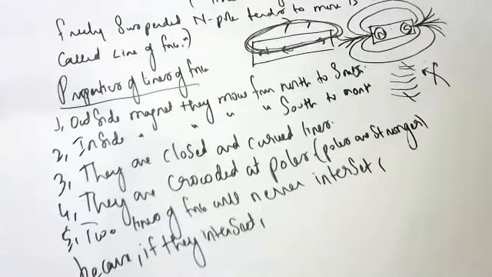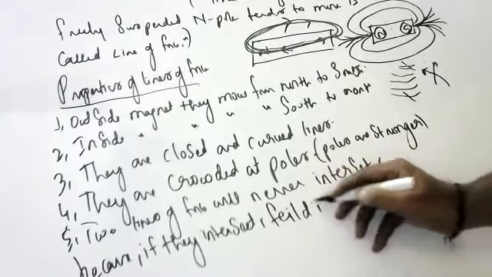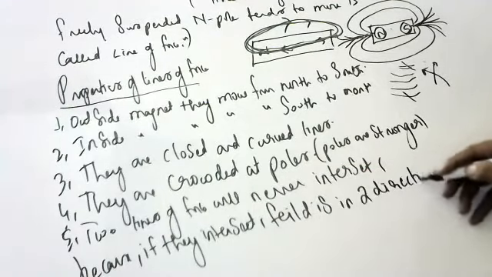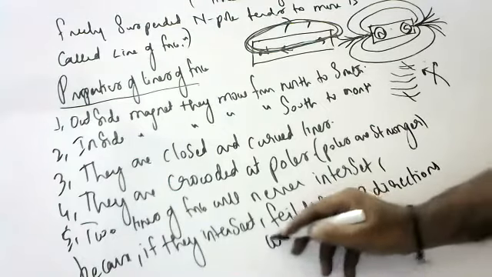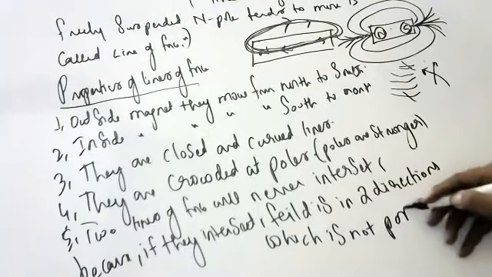Magnetic field is in two directions. Children, try to understand. If they intersect, the field is in two directions, which is not possible. Very, very important conclusion, children.